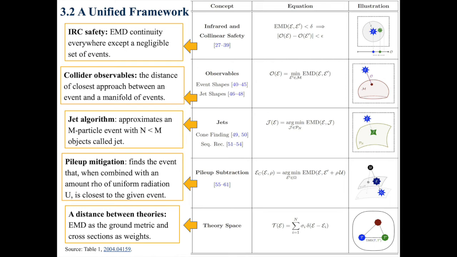So let's uncover the magic now. The work presented here was done by Jesse Thaler's group at MIT. What they showed is that many concepts such as IRC safety, event observables, jet algorithms, and pile-up mitigation can all be unified naturally in the geometric framework of optimal transport. We can even define a theory space and compute the precise distance between different theories.